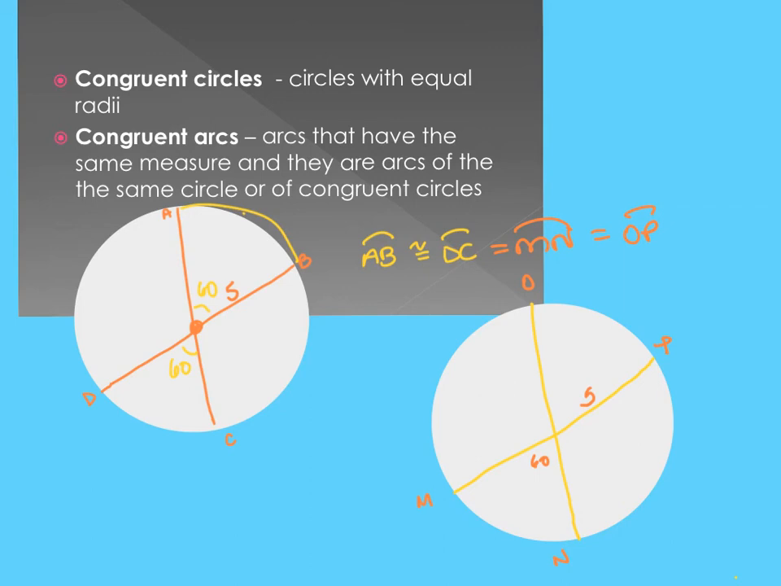Can they have vertical angles? Yeah, everything we know up to this point applies inside a circle. So you're going to see linear pairs, you're going to see vertical angles, all that stuff still applies.